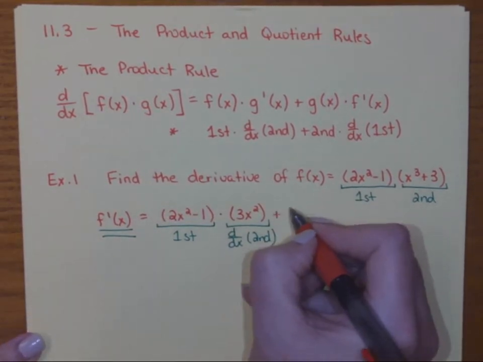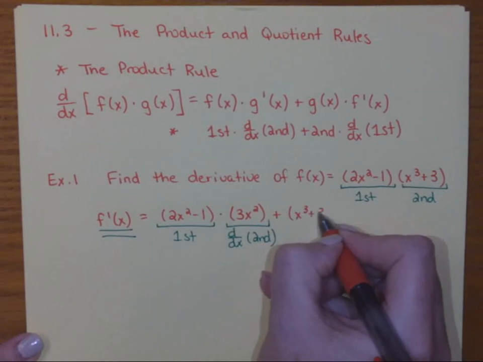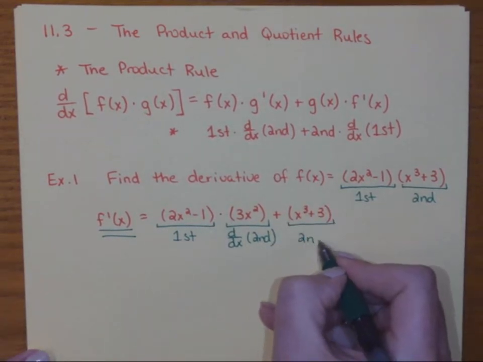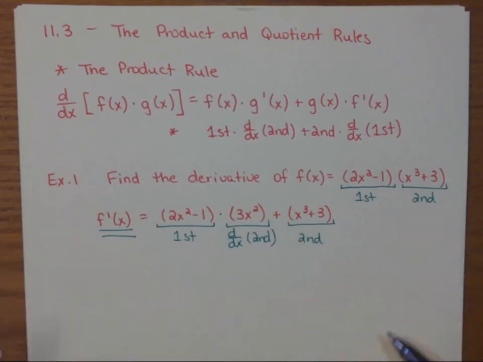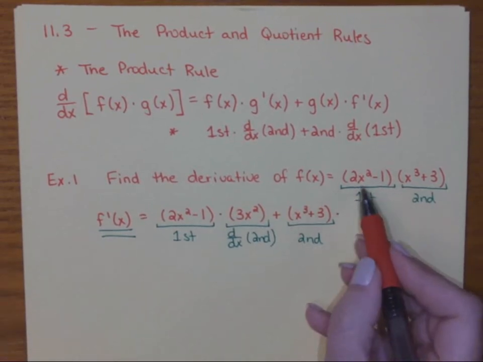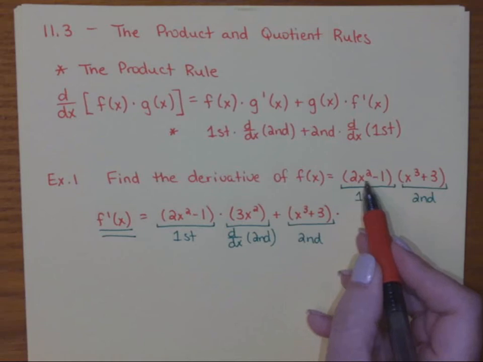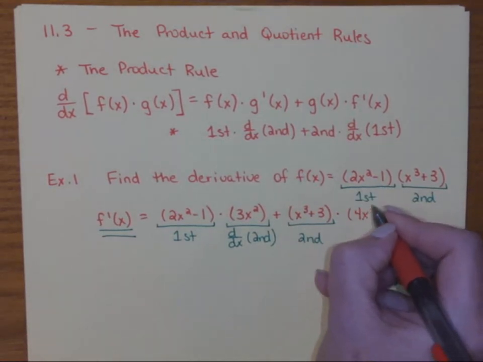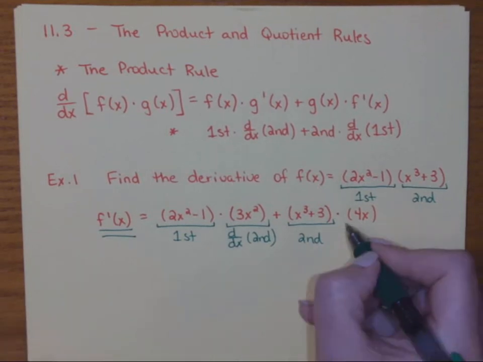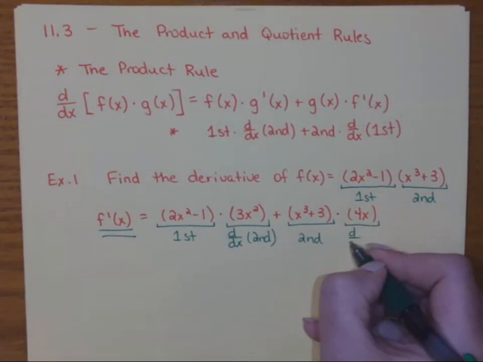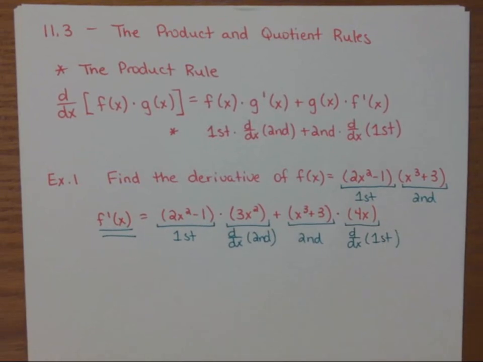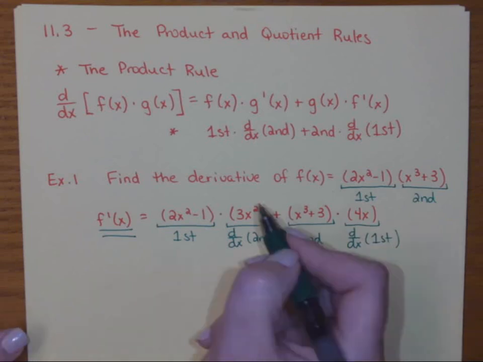And then plus the second, with no changes made, notice, times the derivative of the first. So be careful, the derivative of this one would be 4x to the first. Remember, the derivative of that is 0, so it would just be simply 4x. So this would be the derivative of the first. So that's how we use the product rule, and then the rest is just algebraic cleanup.